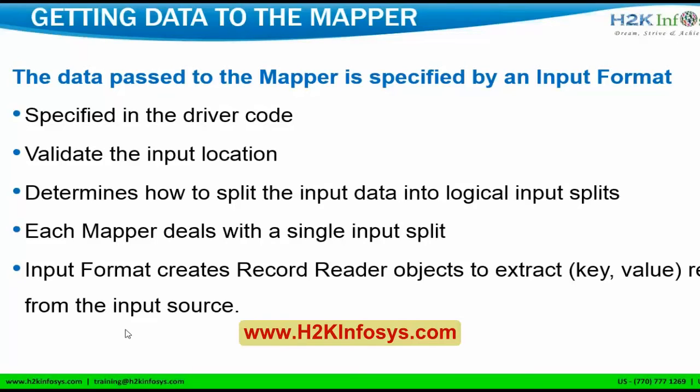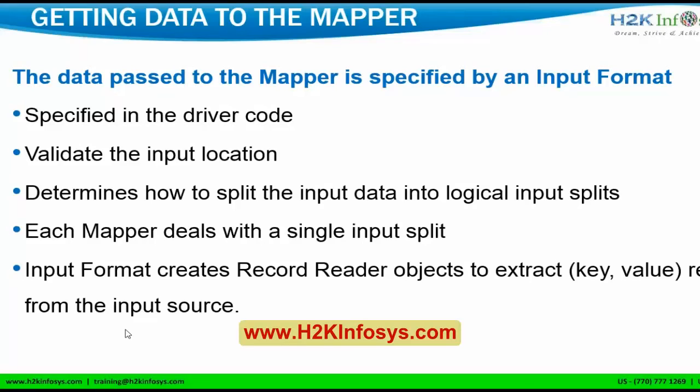So let me ask you a question. How is the mapper getting the key value pairs? On a high level, if we think, it is done by the framework, right? But if we go internally and think about it, our input format is the one which specifies how to get these key value pairs. So the data passed to the mapper is specified by an input format.